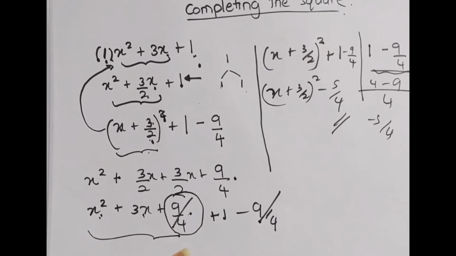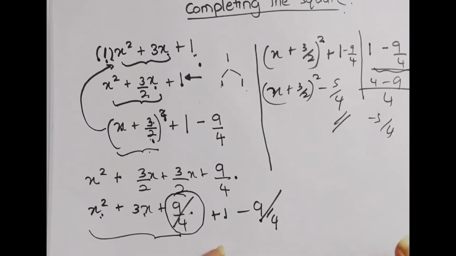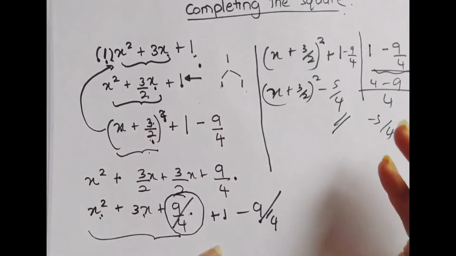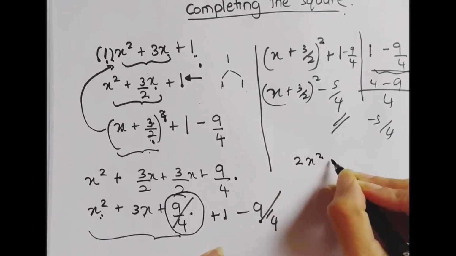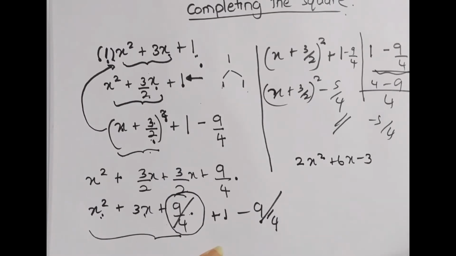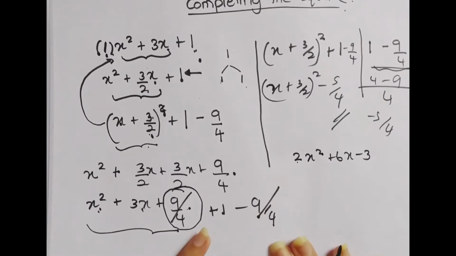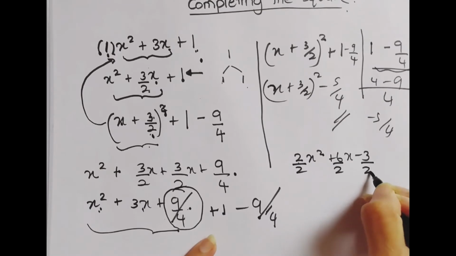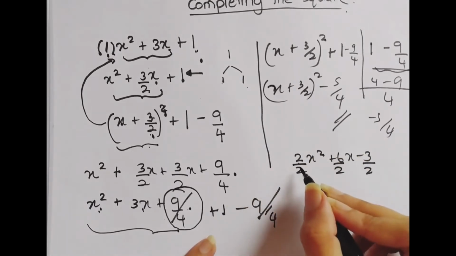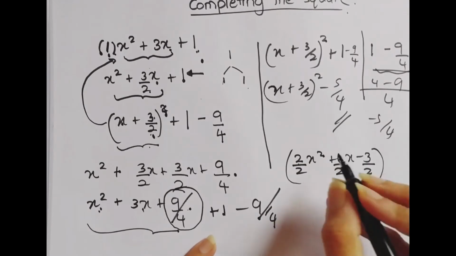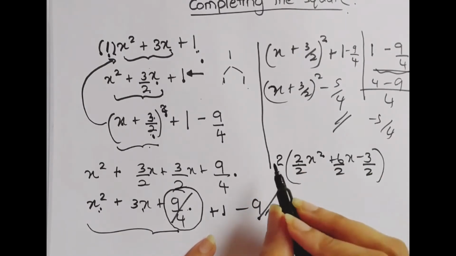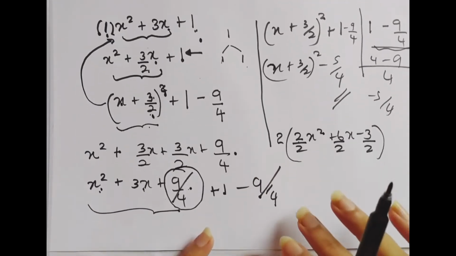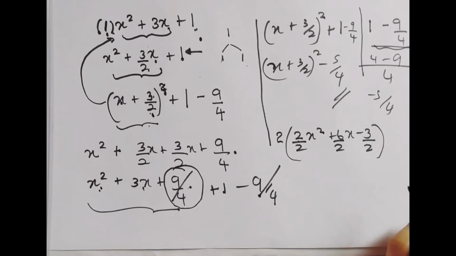So now think, if you have a coefficient other than 1 here, so think it is 2x squared plus 6x minus 3. If you have a coefficient like this, you have to divide this whole expression by 2. Now this is not an equation, this is an expression. So if I divide this whole thing by 2, I have to multiply this by 2. Then this 2 and 2 get cancelled, this 2 and 2 get cancelled, this 2 and 2 get cancelled. So no problem, you will get the same expression at last.